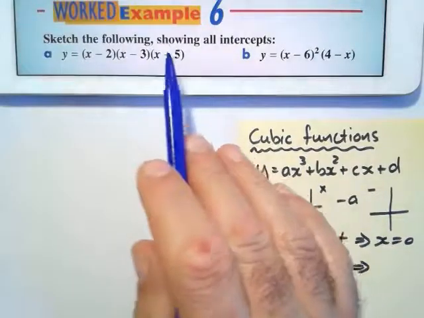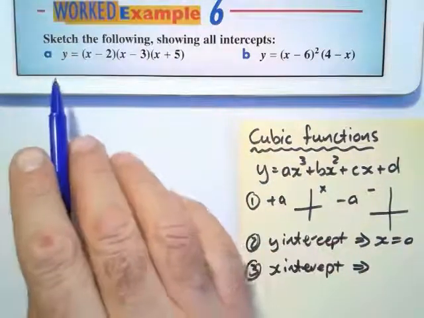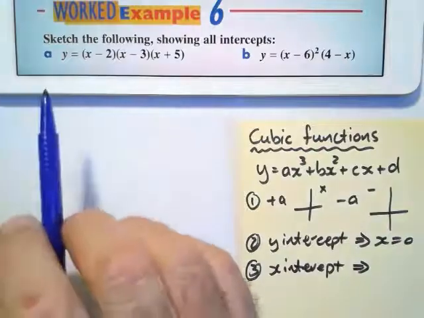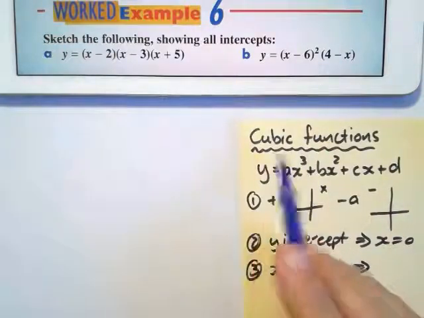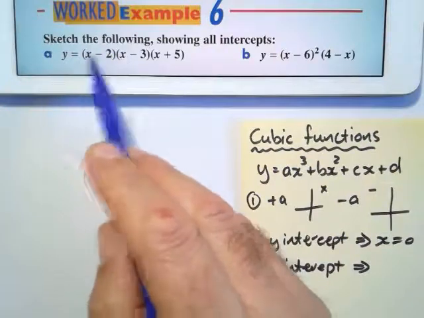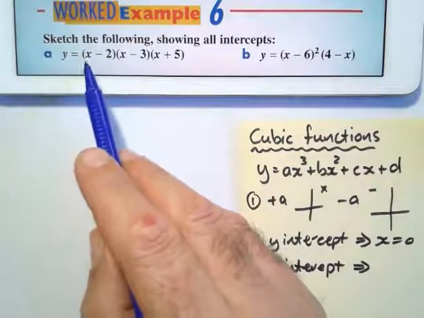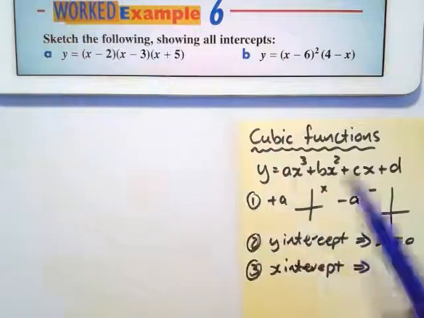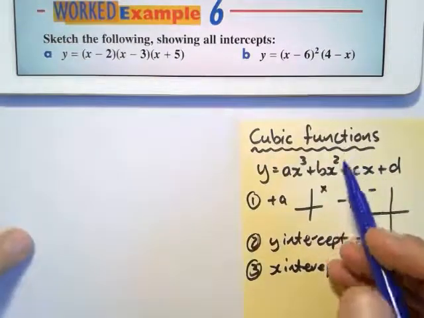Okay, sketching the following, showing all intercepts. Y equals... the first thing we need to do is find out, is this a cubic function? So what I'm going to check is, if I expand these brackets, it's going to be x times x times x, which gives me x cubed. So it is a cubic function.